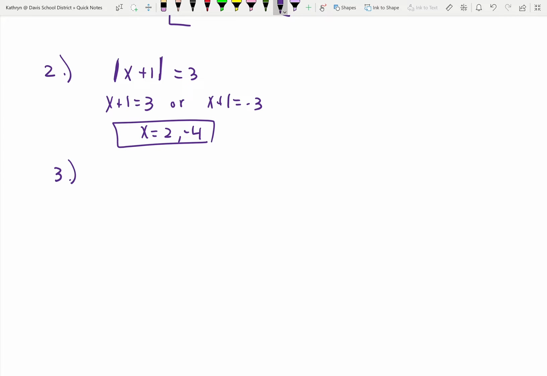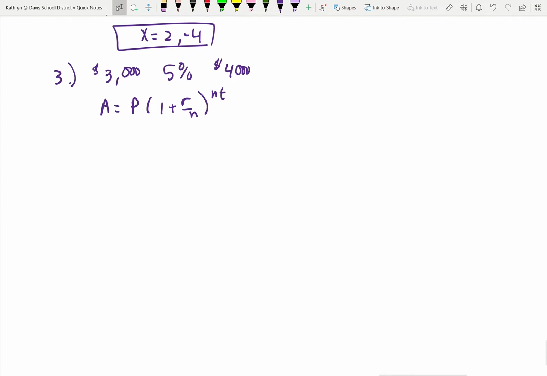Question number 3. She has $3,000 to invest in a bank that offers 5% interest. When will she have $4,000 if it's compounded monthly? So guys, when you do these money problems, my advice is to write the formula down first, okay? So the question is, when will the new amount be 4,000? So it's going to be 4,000 equals 3,000, 1 plus 0.05. It's compounded monthly, so n is a 12, raised to the 12 times t.